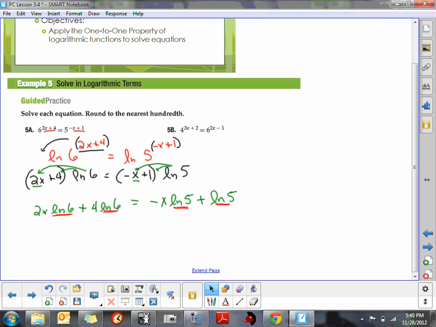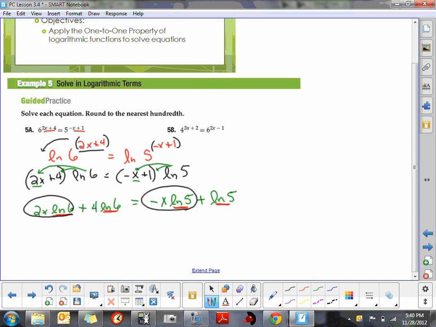So what we want to do is, anytime we have linear equations, and that's what we're down to now, we're down to a linear equation, we'd like to get the terms with the x's on the same side. So I want to get this negative x, that times the natural log of 5, over here with the other expression that has a value of x in it. So we've got 2 times x, natural log of 6. We're going to add on to it an x times the natural log of 5.